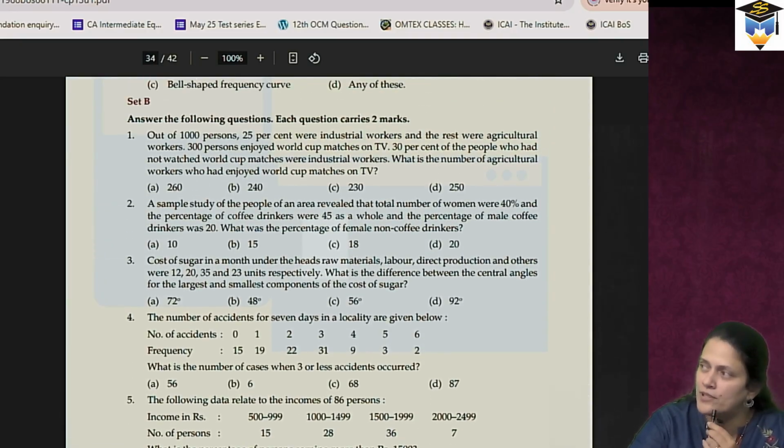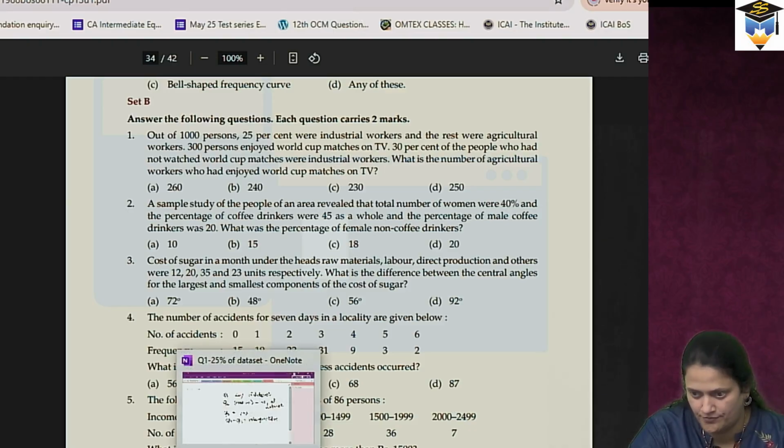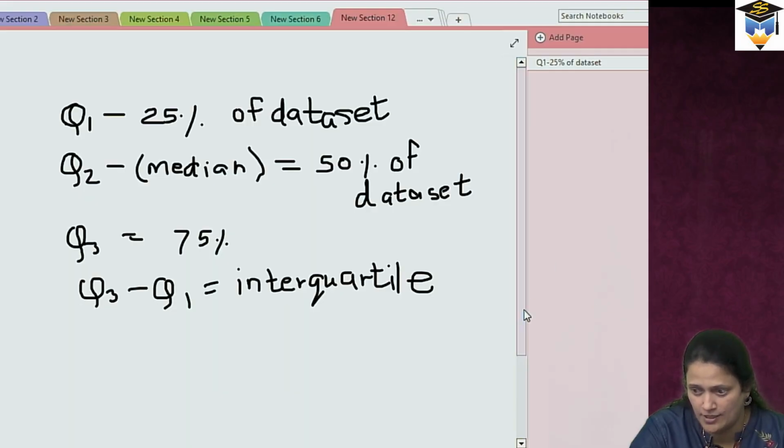Out of 1000 persons, 25% were industrial workers and the rest were agricultural workers. 30% enjoyed World Cup matches. 30% of people who had not watched World Cup matches were industrial workers. What is the number of agricultural workers who has enjoyed World Cup matches on TV? So now write down along with me. Is it 750?